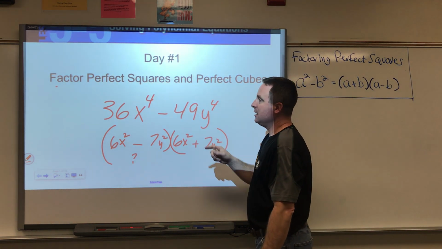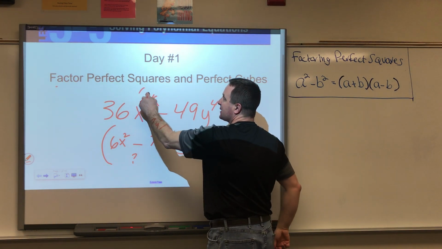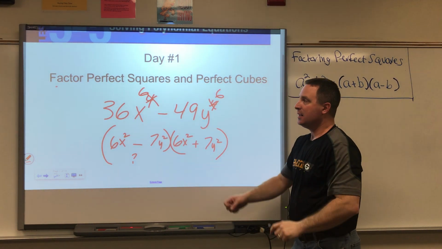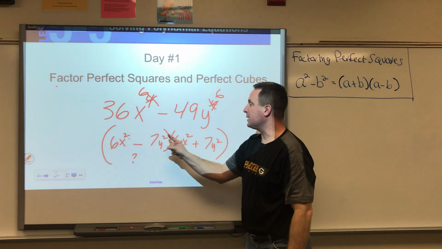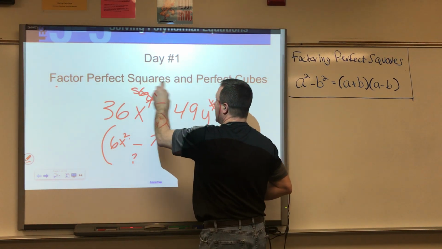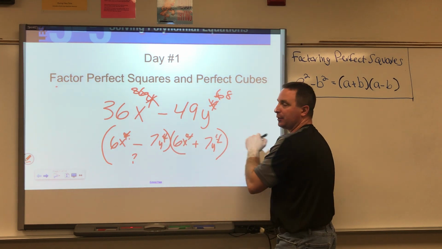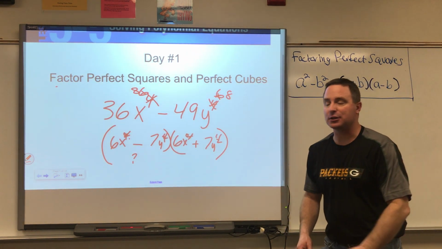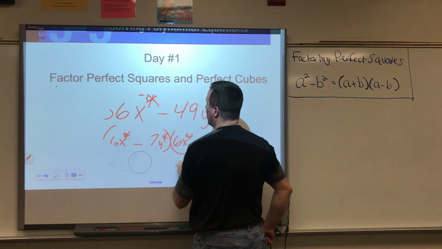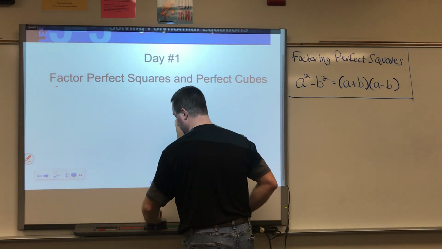Okay? But again, if I had x to the 6th, then I divide it by 2, it would be an x cubed and x cubed. If it was x to the 8th, y to the 8th, it'd be x to the 4th and y to the 4th. Okay, we're just going to divide those exponents by 2. All right, I have one other one here for us before we move on.